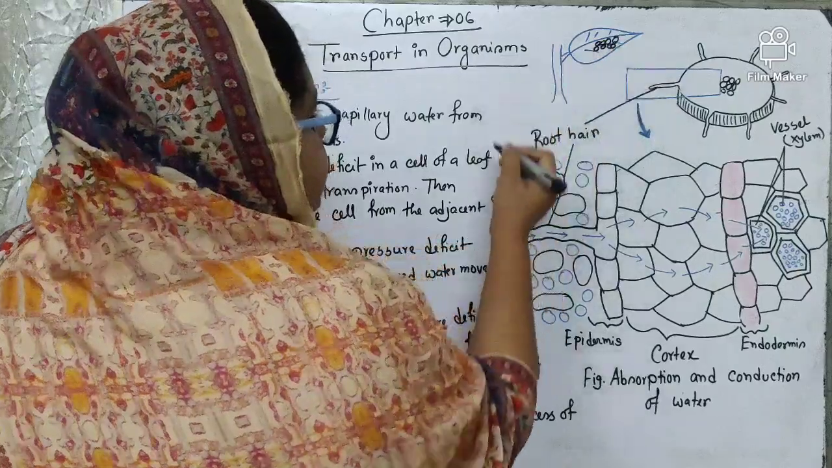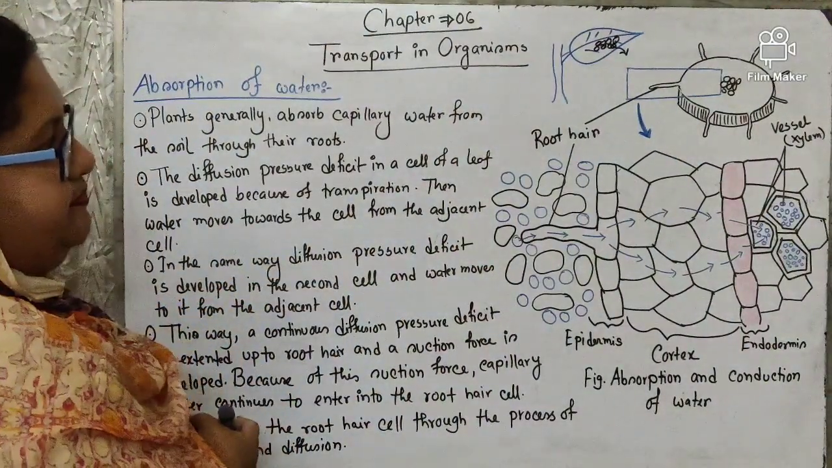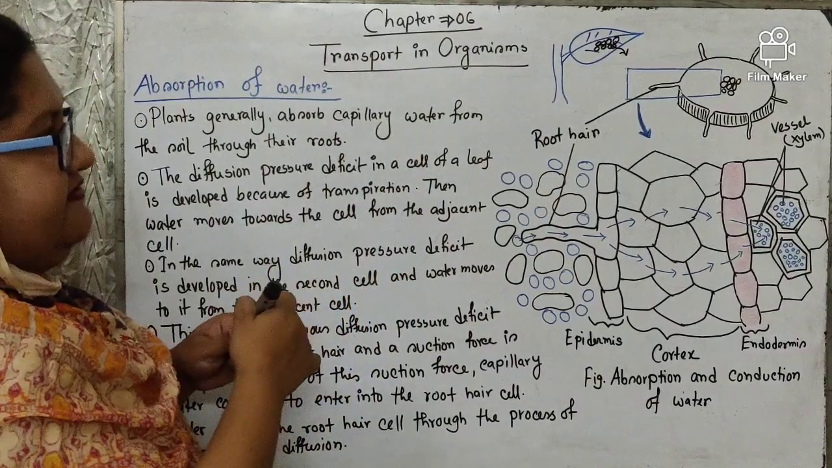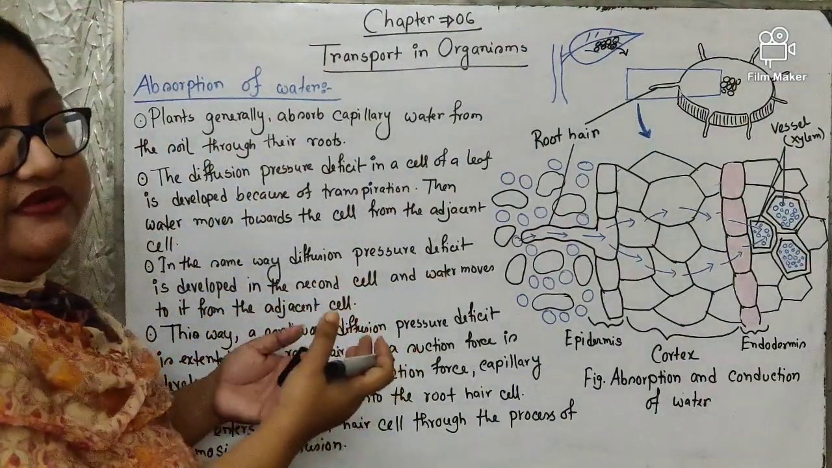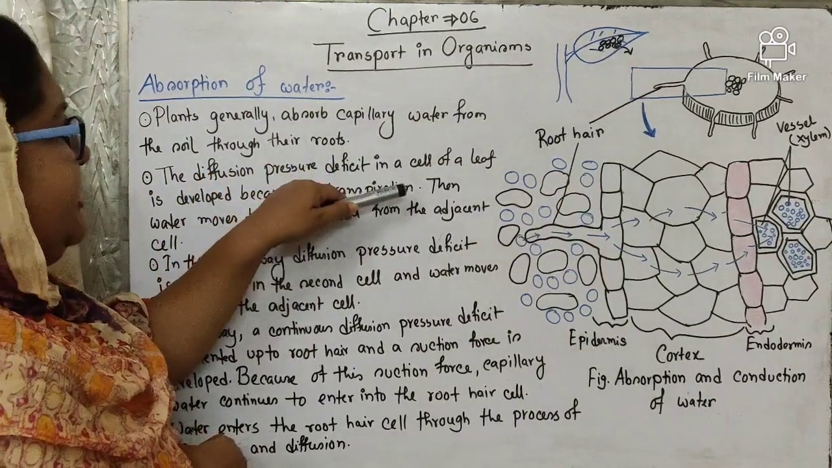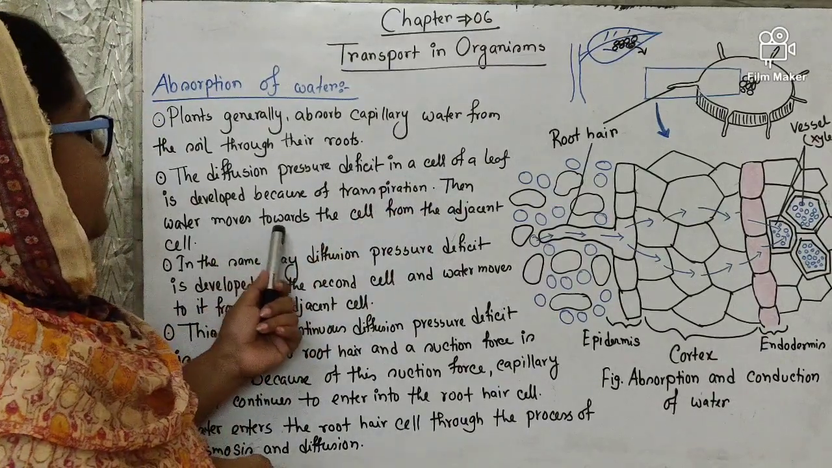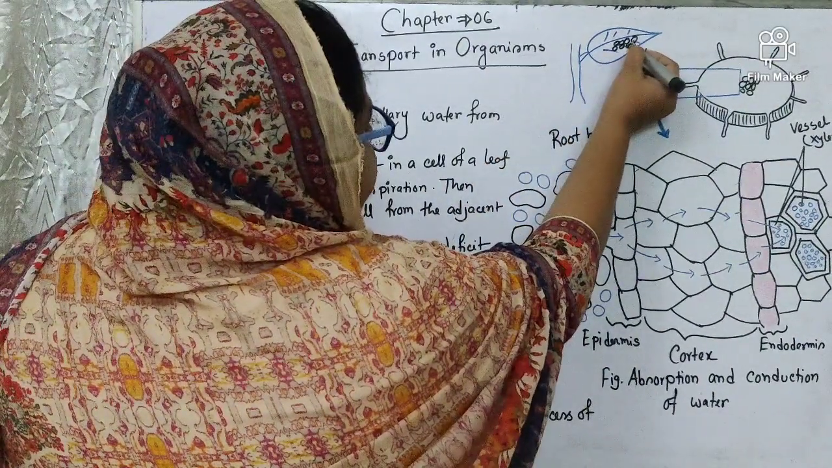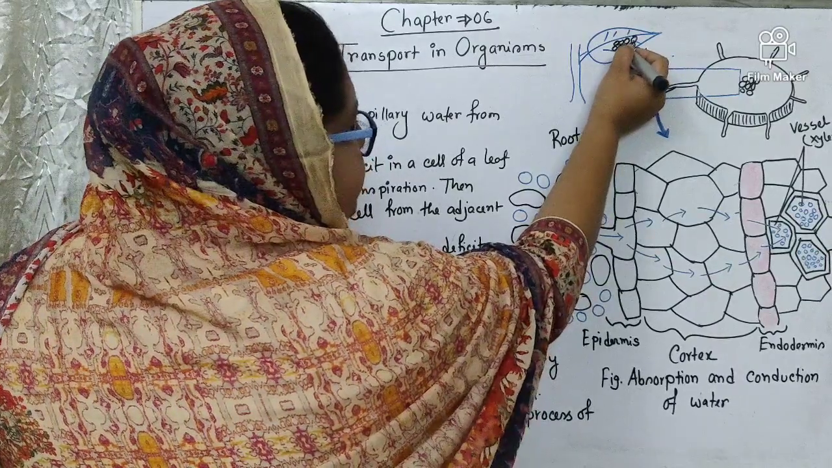Due to transpiration, excess water is released from the plants. So when the water comes out from the leaves, a diffusion pressure deficit develops, or there is a deficiency of water. The diffusion pressure deficit in a cell of a leaf is developed because of transpiration. Then water moves towards the cell from the adjacent cell. From this cell water is released to the atmosphere, then this cell will absorb water from the adjacent cell.